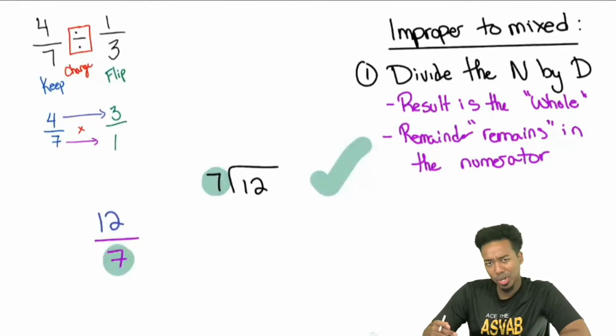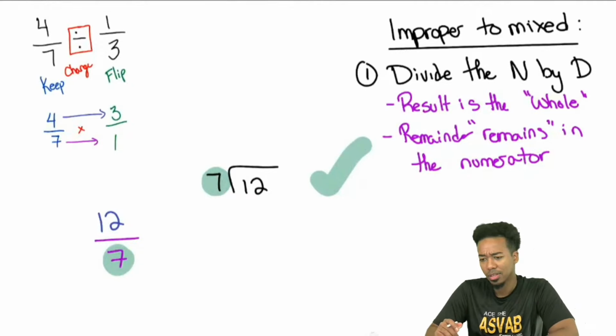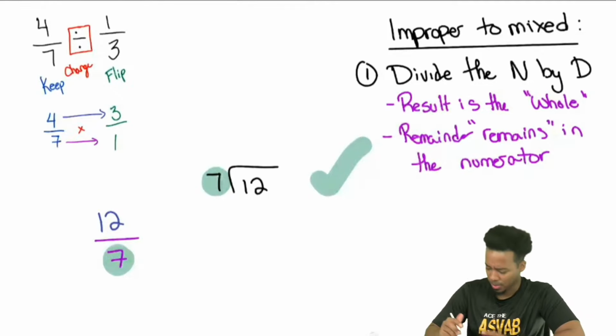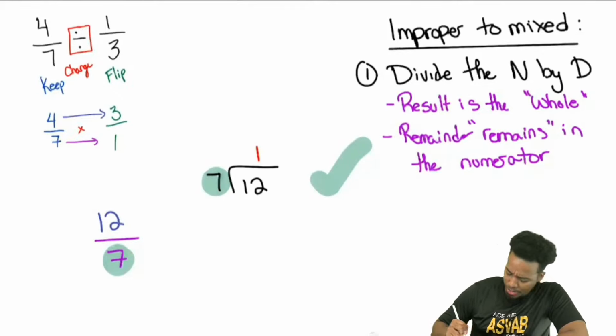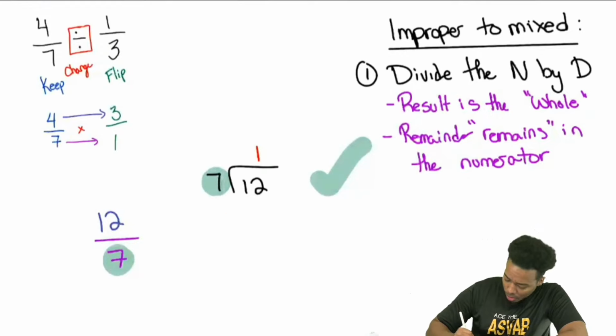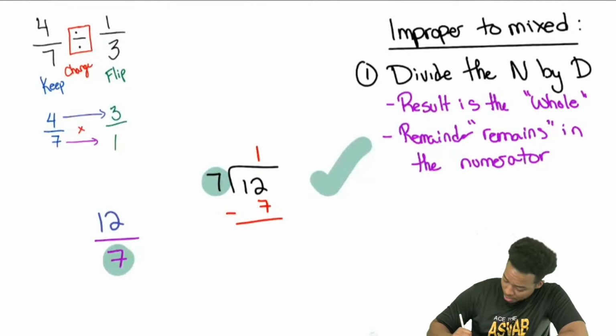Everyone, 7 goes into 12 how many times? Right, 7 goes into 12 just once. It just goes in there one time. So we have 1. And then the way that we do long division is we're going to subtract by what that was. So 1 times 7 is 7. So I would subtract 7. And everybody, what's the remainder that I have? The remainder I have is 5.